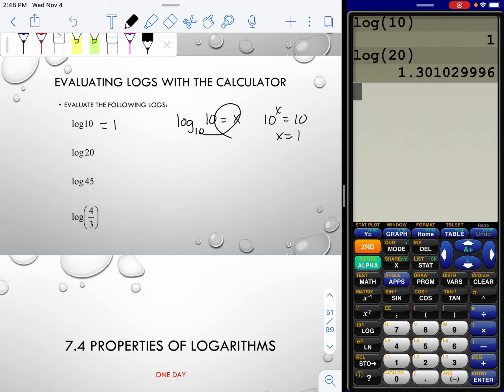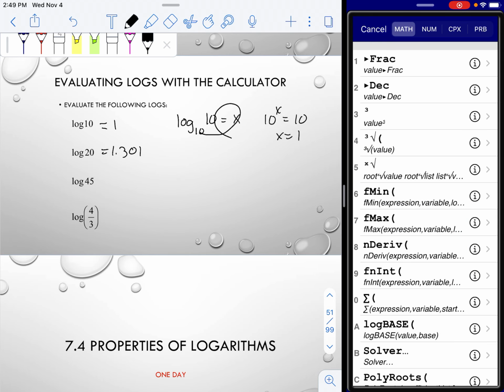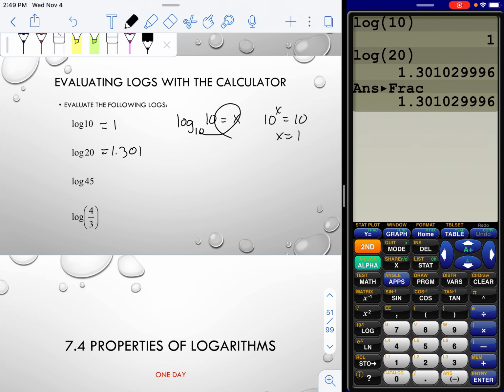Log of 20. We get 1.3 and so on. I don't think that can be made into a rational number, so this is irrational. So once again, we have log base 10 of 20 equals x. So this is 10 to the x power equals 20. Well, 20 cannot be rewritten as a power of 10. So like I said before, the log is the power to which a number must be raised in order to get that number. So what is that number? 1.3010299996. All right, not a common one, which is why we use the logarithms.